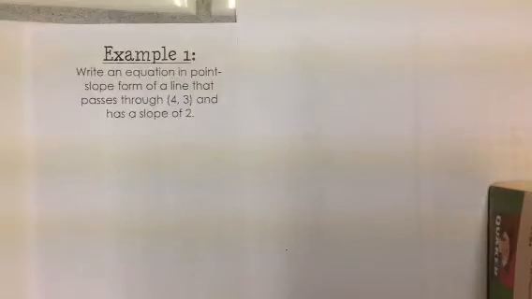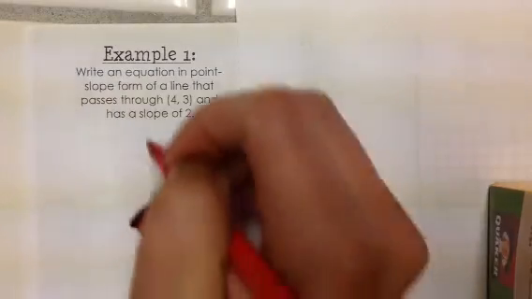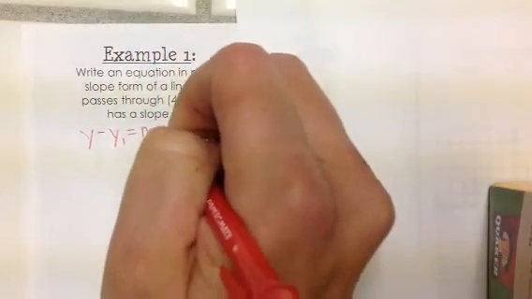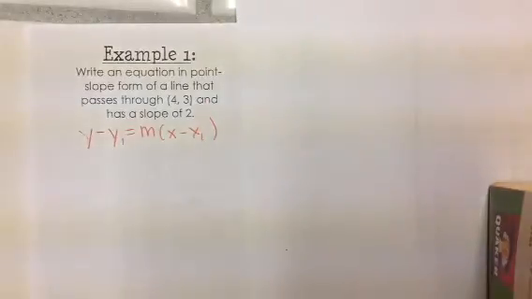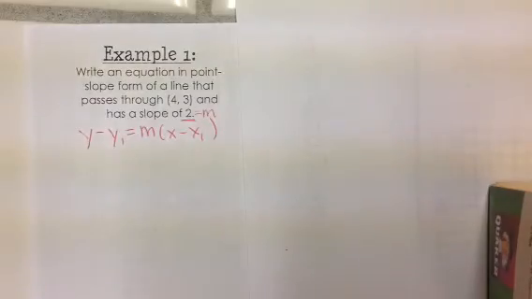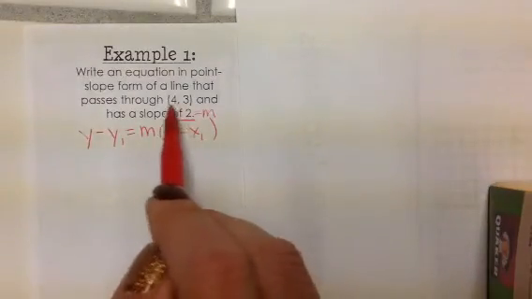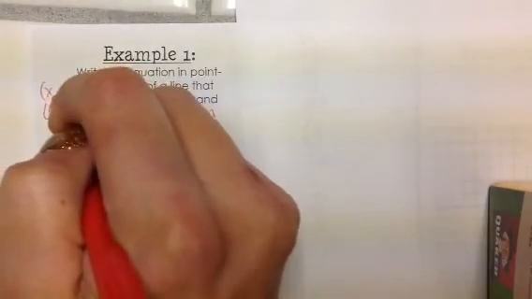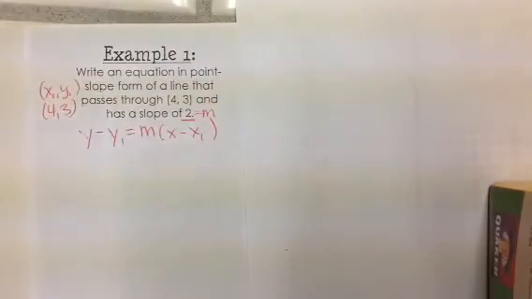So, example 1: write an equation in point slope form of a line that passes through (4, 3) and has a slope of 2. In order to do this, we need to remember that point slope form is y minus y1 equals m times x minus x1. Our slope is m, just like in slope-intercept form, and this point here, I'm going to write it off to the side, (4, 3) is x1, y1.